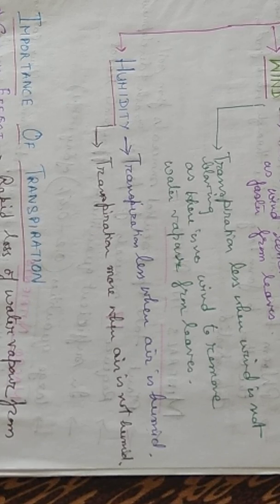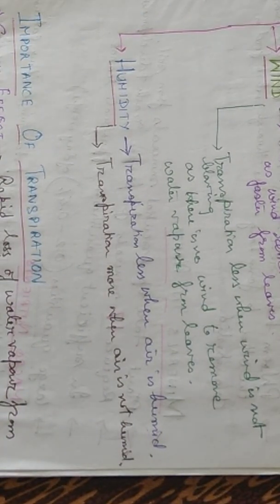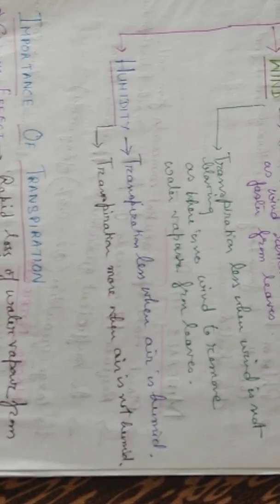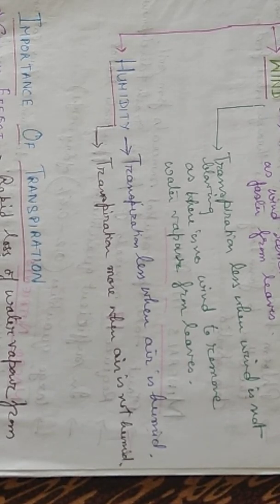According to this, humidity is also related. When the weather is humid, there is less air movement in the atmosphere, therefore the transpiration will be less. When the air is humid and the wind is not blowing, there will be less transpiration. And when there is more air in the atmosphere, that is, the air is not humid, the transpiration is more.